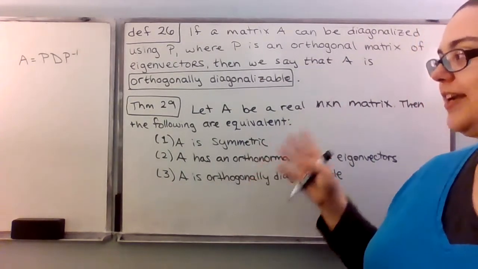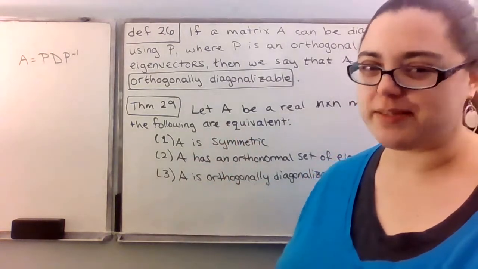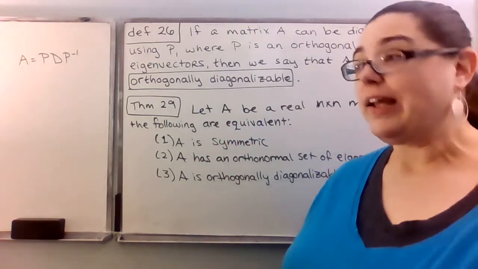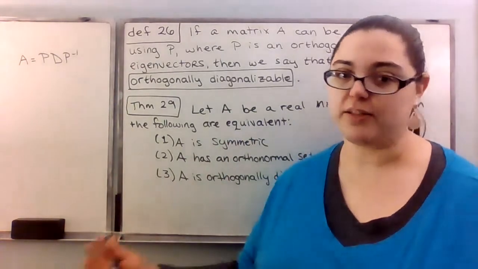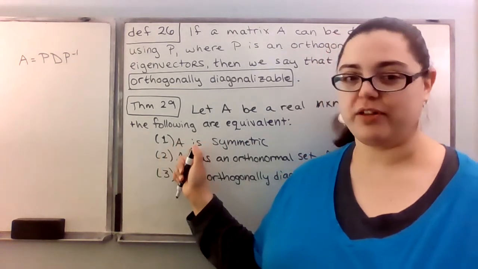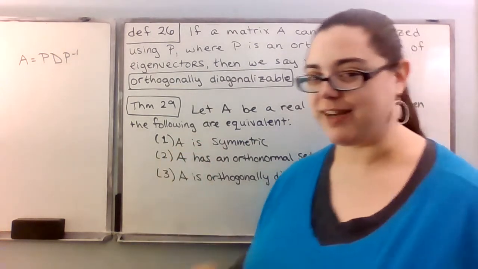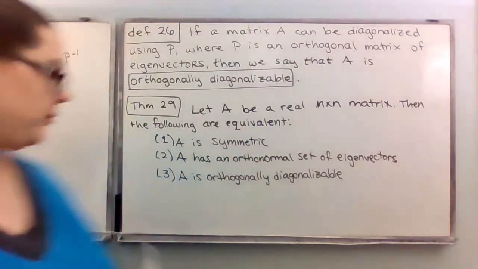So theorem 29 is basically saying if we're going to be orthogonally diagonalizable, we're going to have to be a symmetric matrix. So if you're asked to give an example of an orthogonally diagonalizable matrix, all you need to do is give me an example of a symmetric matrix, right? So we have one more definition, and then we'll work through an example.